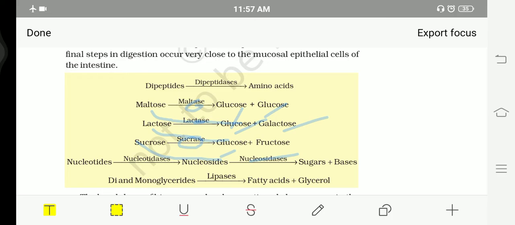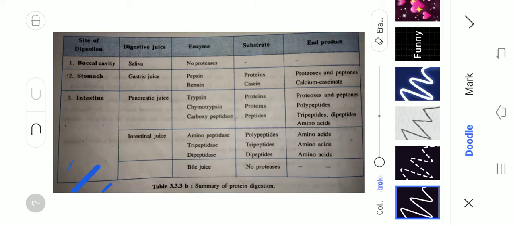Okay, let's look at that chart. Yes, this table shows a summary of complete protein digestion. In the buccal cavity, there are no protein digesting enzymes, so no protein digestion takes place. In the stomach, the gastric juice contains pepsin and renin. Those are able to break down the protein as well as casein, a special type of protein in mammal milk. And the end products are proteoses, peptones and calcium caseinate.